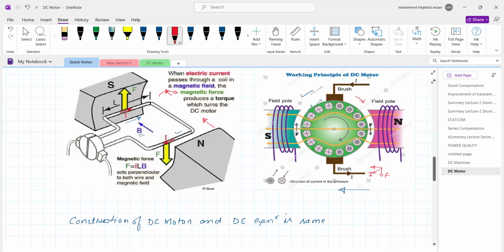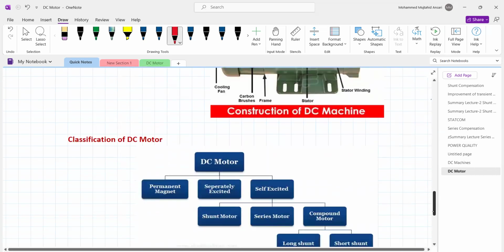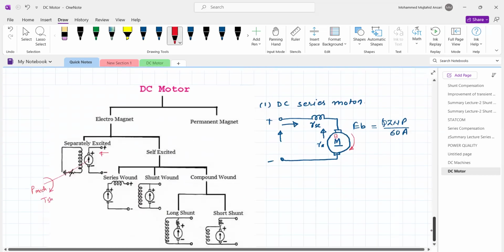So the EMF is induced because of the rotation of the conductor under the influence of the same magnetic flux, but the direction of the induced EMF is opposite, whereas the magnitude of EMF is similar to the DC generator because the construction is the same. So we have given it the name back EMF, and the magnitude of back EMF is phi ZNP upon 60A.